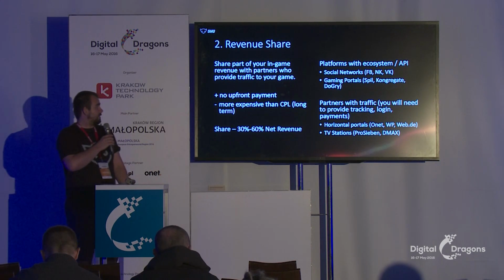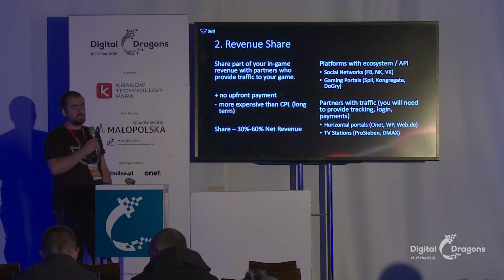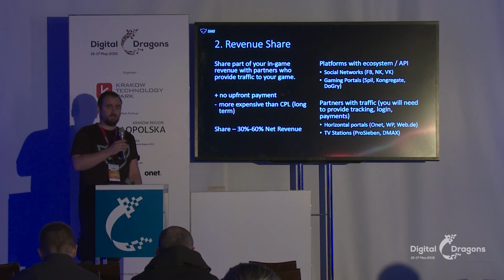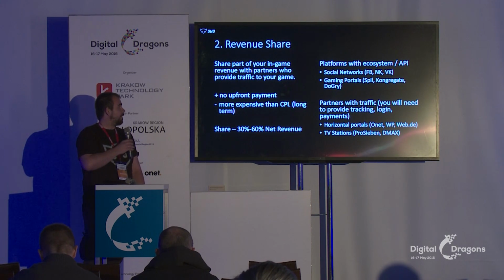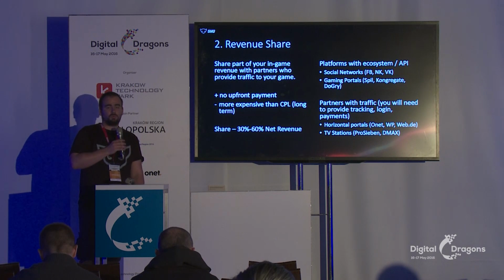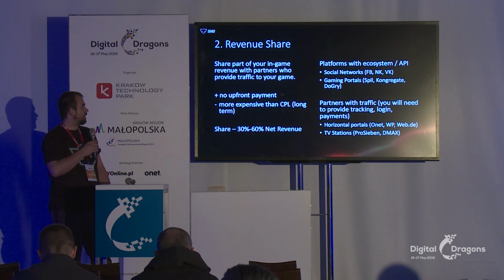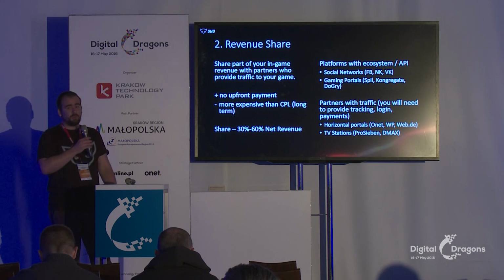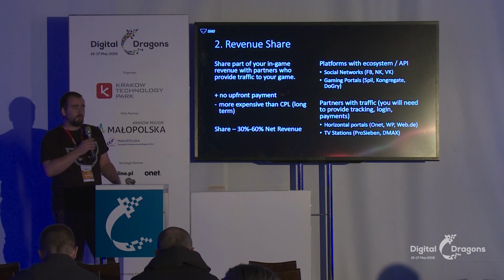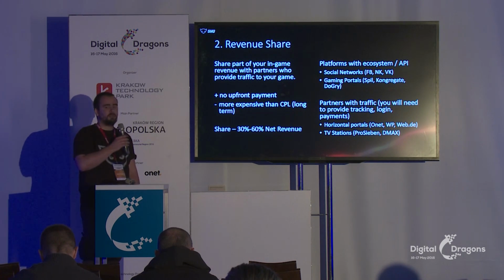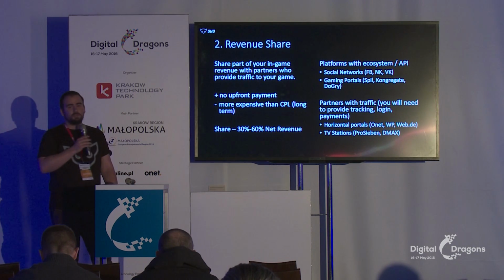And the second basket is partners with just traffic. So partners that could provide you traffic based on different models, one of which is revenue share. But in this case, you need to take care of everything: the landing page, the registration flow, tracking, payments. So in most cases, you will have the game under your own domain and just some tracking links to your partner. And the biggest ones are, first of all, horizontal portals.